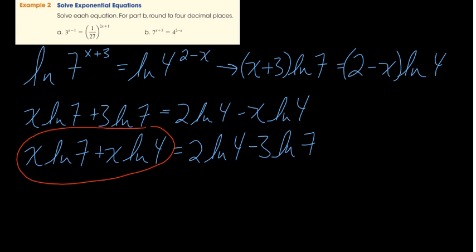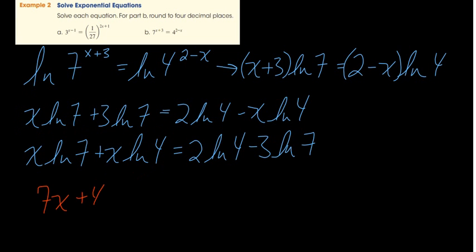Okay, now natural log of 7 and natural log of 4, those are actual numbers. I don't know what they are off the top of my head, but those are actual numbers. But for a second, let's just use numbers 7 and 4. If this left side said 7x plus 4x, right, is it not abundantly clear that I can factor an x out? 7 plus 4, right? So that's what I'm going to be doing. I'm going to be factoring an x out of both of those.